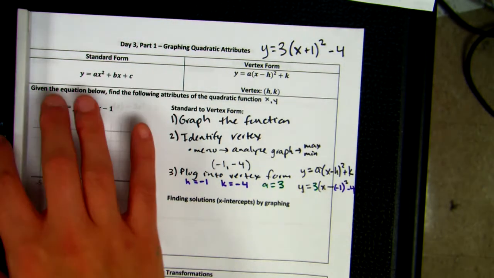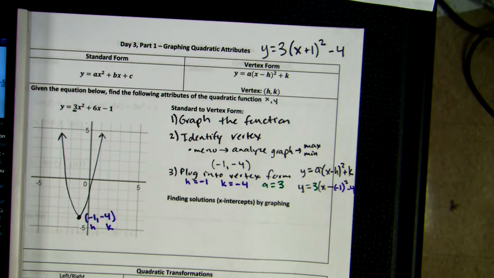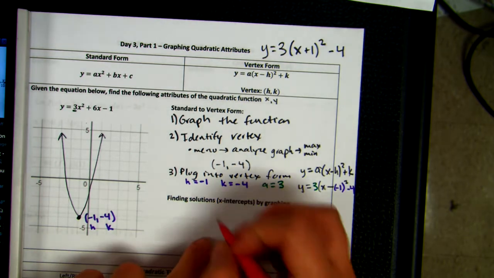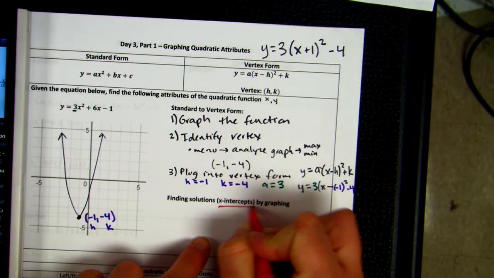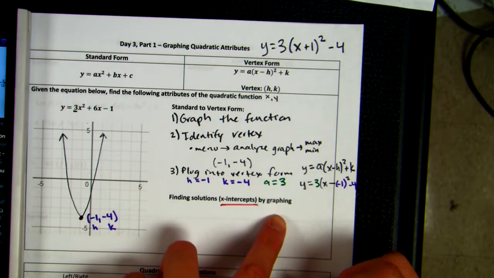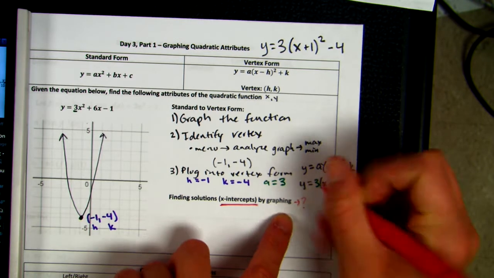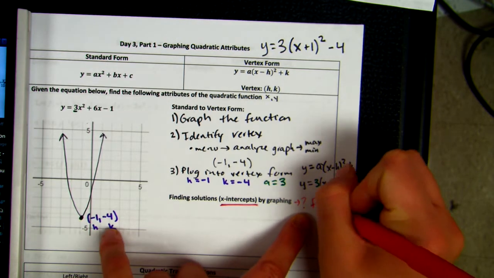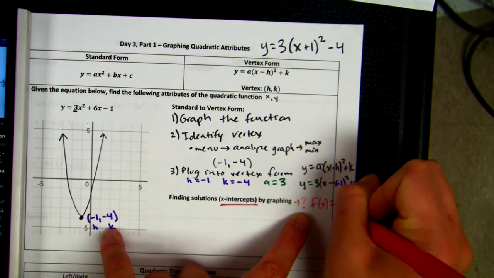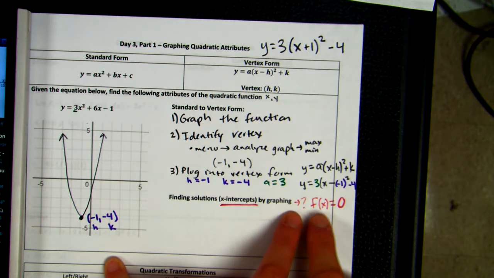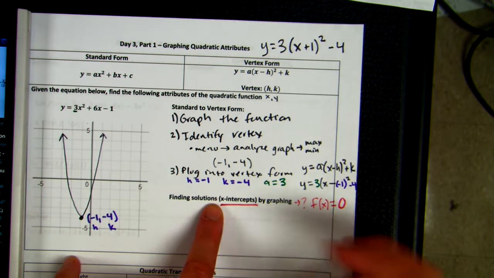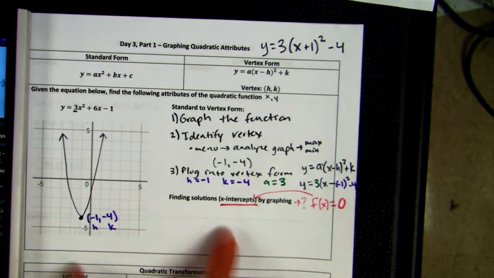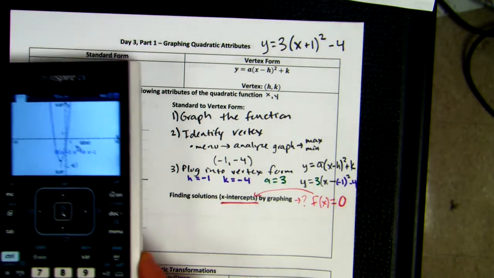The other thing we can do on our calculator is find solutions or x-intercepts. After we've graphed the function, we want to identify those x-intercepts where the function touches or crosses the x-axis. Oftentimes on your test, you will see the question written like this: f of x is equal to 0. If you see find where f of x is equal to 0, it means find the x-intercepts. Again, I can do that on my calculator, so I'm going to bring the calculator back over.